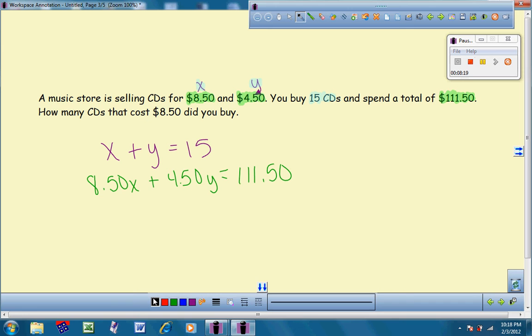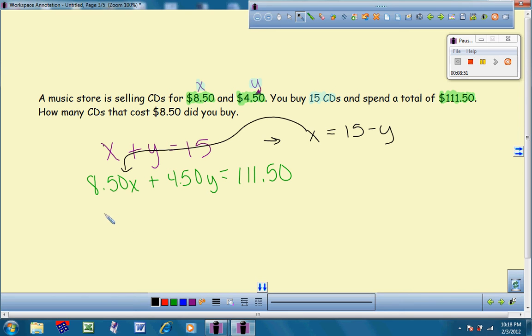You can use any method you want to solve for this, and both of my coefficients in my first equation are 1. I'm going to go ahead and use the substitution method. Since I'm partial to x, I'm going to subtract out y, and I'm going to come up with an equation that reads x is equal to 15 minus y. X now has a value of 15 minus y, so I can go ahead and replace that into my second equation.